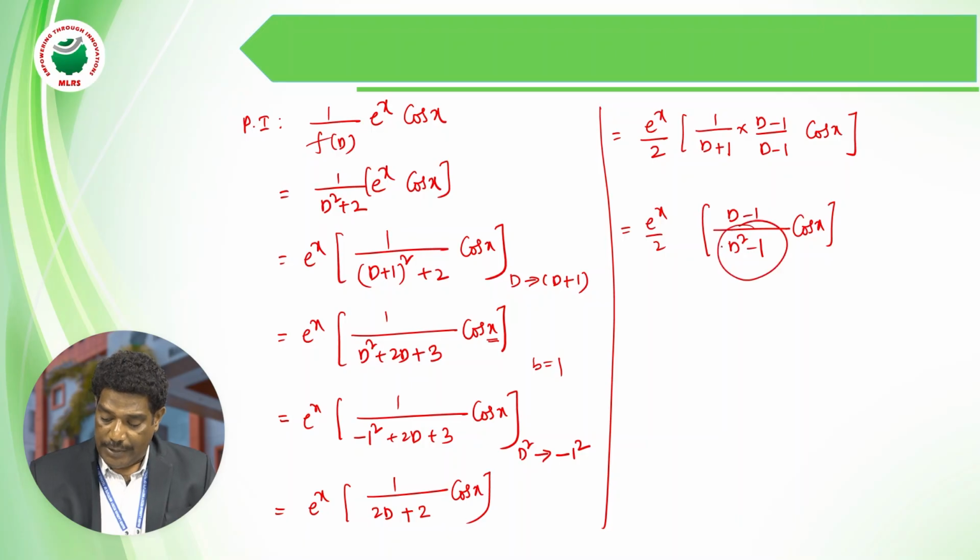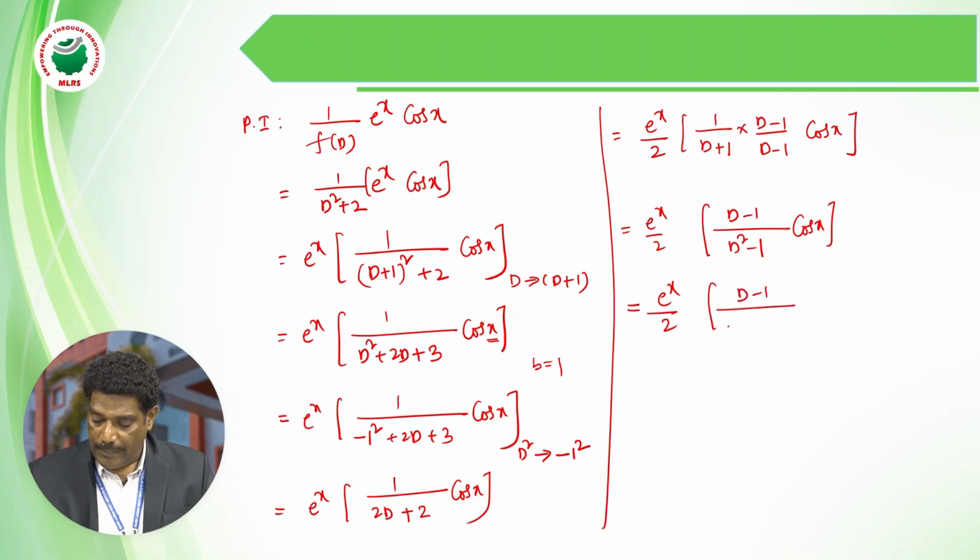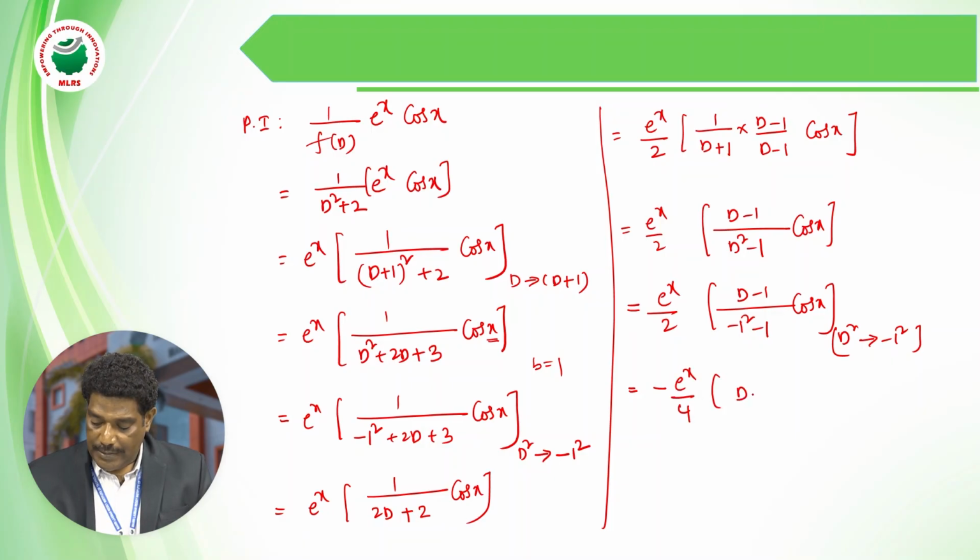Now again in the denominator we have the term D square, so D square is replaced by minus 1 square. So e power of x by 2 into (D minus 1) by (minus 1 square minus 1) into cos x, since D square is replaced by minus 1 square according to the working rule. Finally the denominator becomes minus 2. Minus 2 also written outside becomes minus e power of x by 4. The remaining is D minus 1 into cos x.